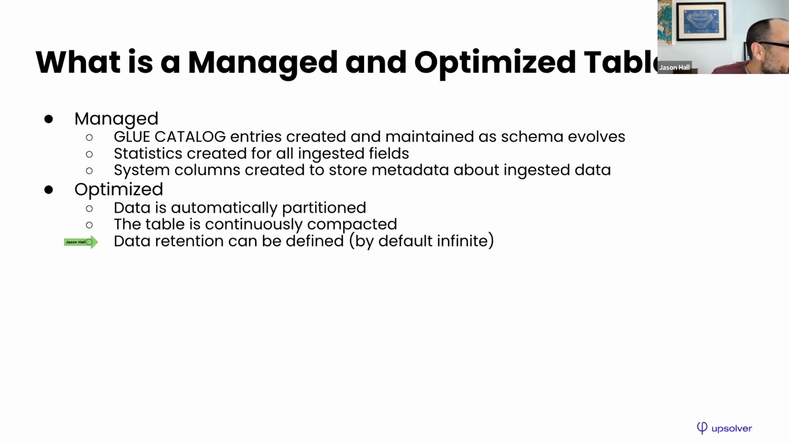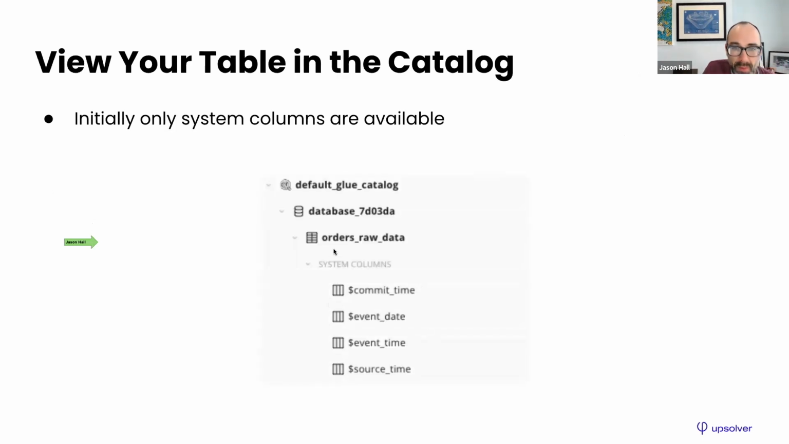So let me get out of annotation here. We've now got a table. You can browse through it in your catalog. Some of you may already have done so, but you'll notice by default, all you have are those system columns. If you expand the orders raw data table inside of your database, you'll see the system columns, since all we've done is define effectively the empty shell of a table that we're going to load data into.